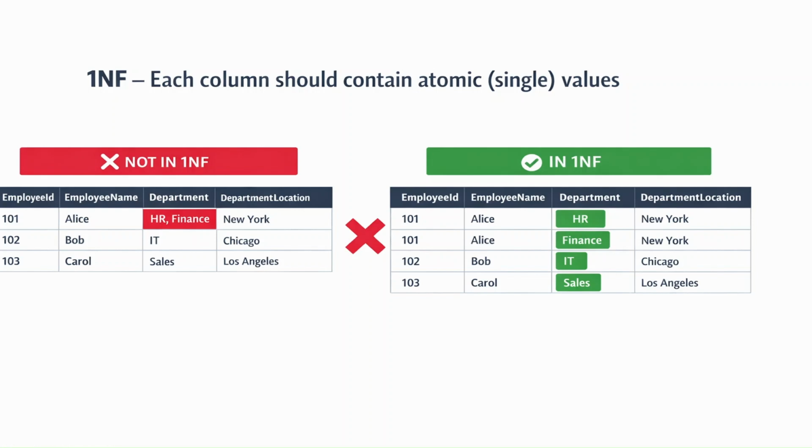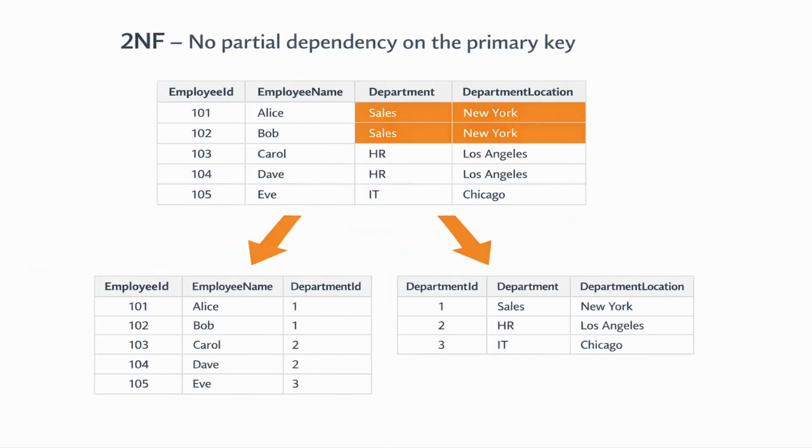Now let's move to the second rule. This is the second normal form, which says no partial dependency on the primary key. If you see this table, the dirty table, what the second normal form says is no partial dependency on the primary key. If you see the employee name column, this depends on the employee ID. Which is correct, employee ID is the primary key and employee name depends on this employee ID primary key.